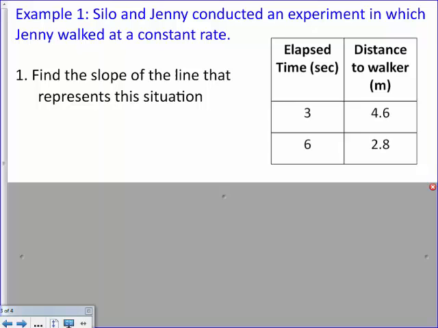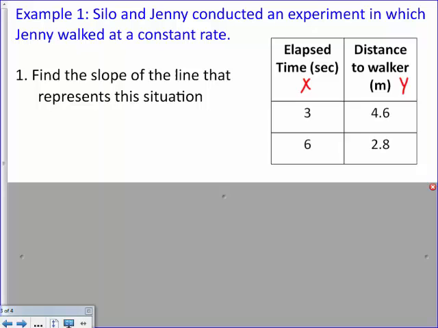All right, so let's use this for a situation now. It says Silo and Jenny conducted an experiment in which Jenny walked at a constant rate. Find the slope of the line that represents this situation. Well, we have to decide which one of my x's and y's. Well, x is for time, y is for distance, right? Because the time is usually always on the x-axis. We'll talk about independent and dependent in just a little while.